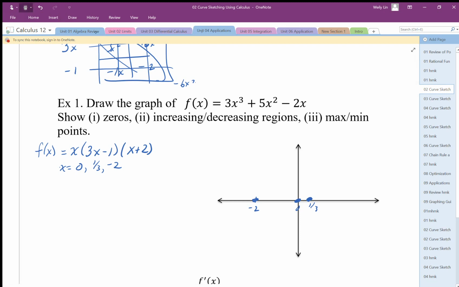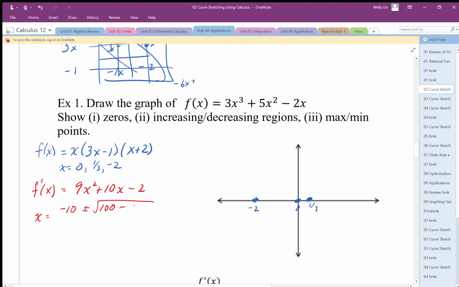So now we want to apply some calculus to find max and min points. That means we need a derivative. Okay, so we're going to find the first derivative is 9x squared plus 10x minus 2. This is not factorable, so we need to solve for it using the quadratic formula. So I'm going to end up with negative 10 plus or minus the square root of 100 minus 4 times a times c all over 2a. So there's our quadratic formula.